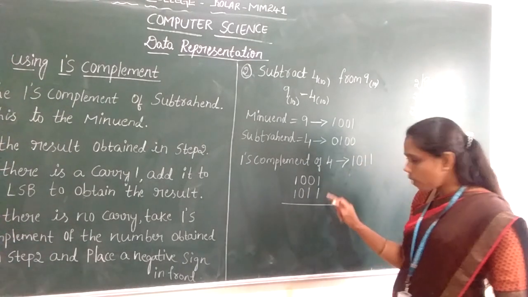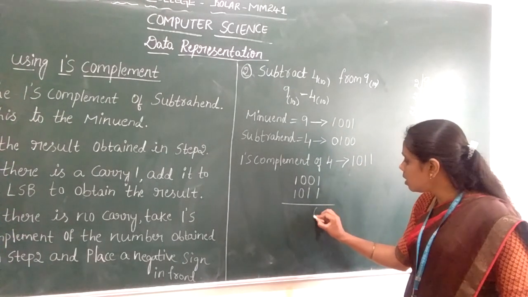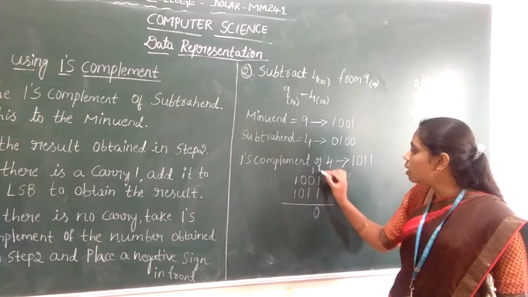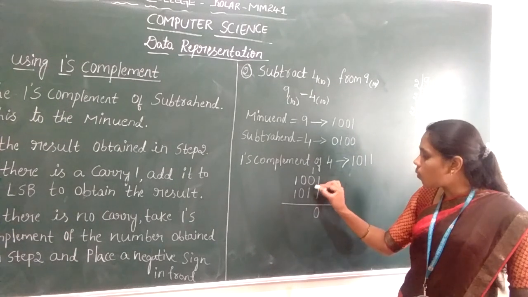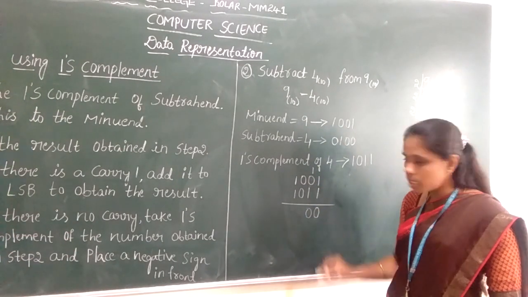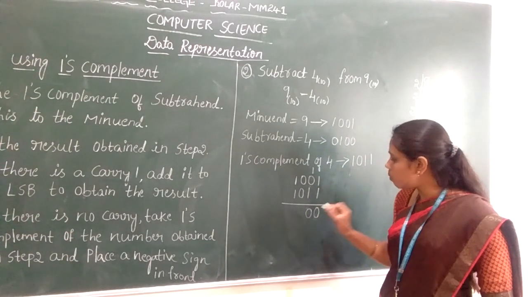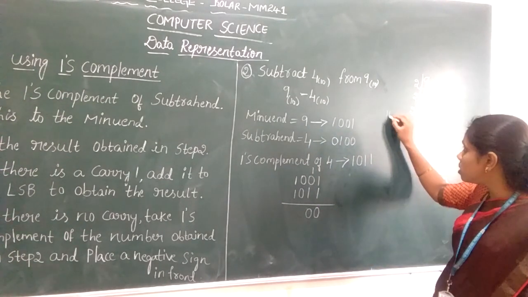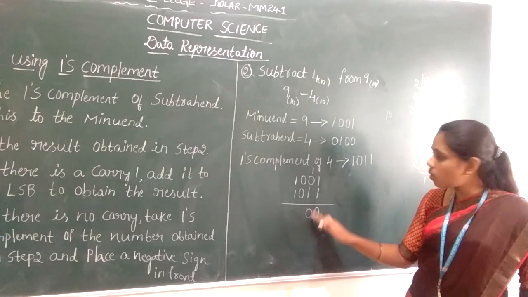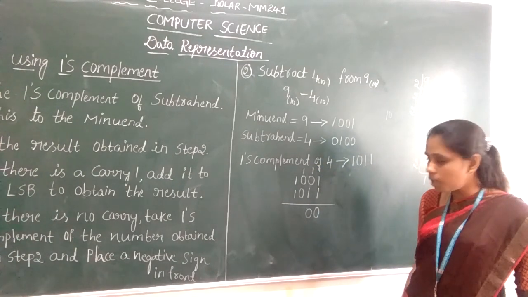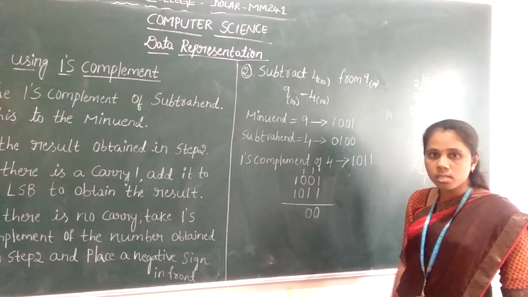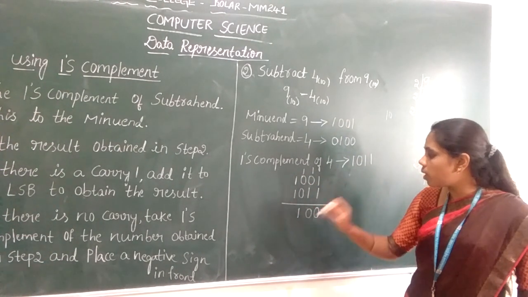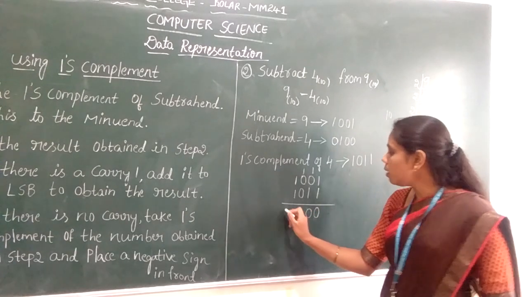Add these two values. 1 plus 1 will be 0 and 1 will be carried to the next higher position. Again 1 plus 0 is 1. 1 plus 1 will become 0, because 1 plus 1 is 2, and 2 is represented in binary form as 10. So I will write only 0 and 1 will be carried to the next higher position. Here 1 plus 0 is 1. 0 plus 1 will be 1. Here 1 plus 1 is 0 and 1.